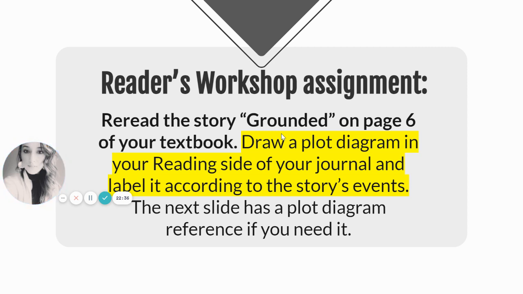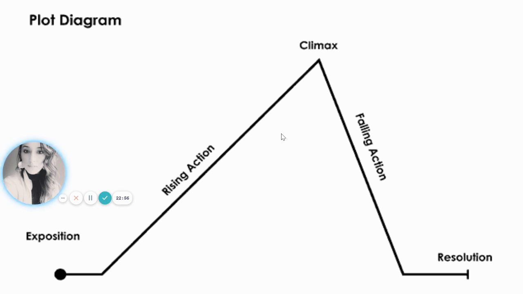Your assignment is to draw a plot diagram in your reading side of your journal, in this case on a separate sheet of paper, and you're going to label it according to the story's events. So for example, you're going to draw the plot diagram and label it, right? Exposition, rising action, climax, falling action, and resolution. So it's going to look like that, okay?